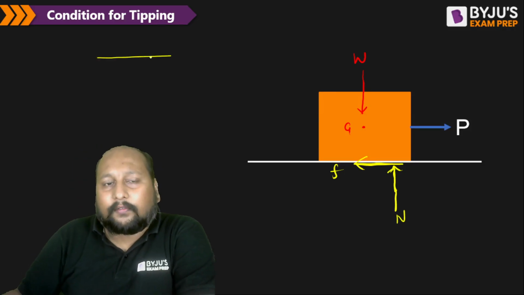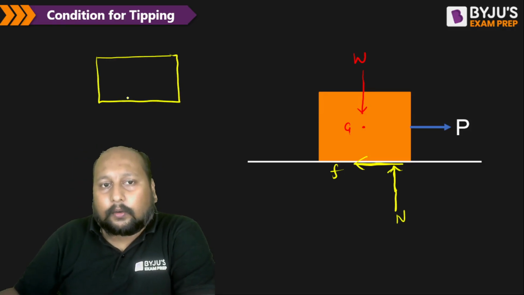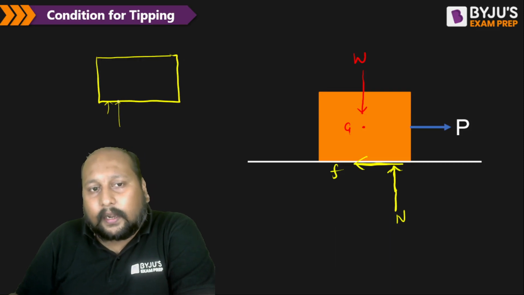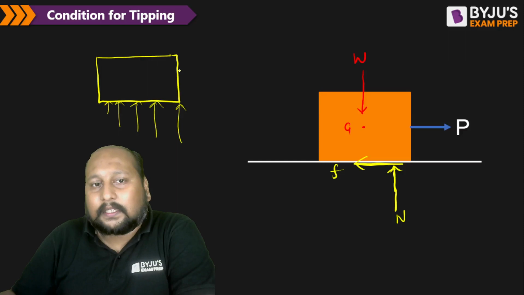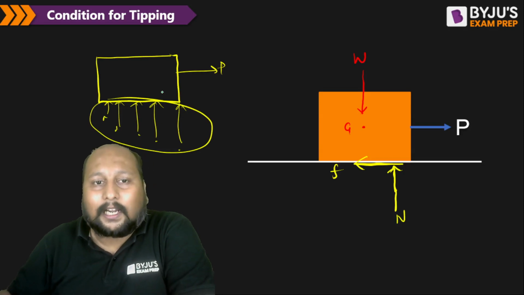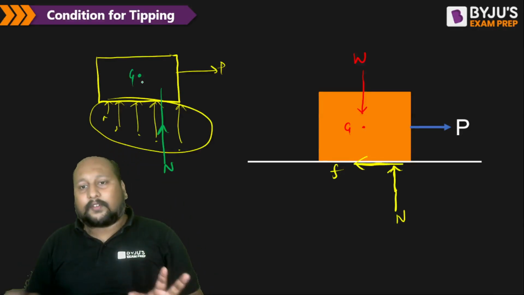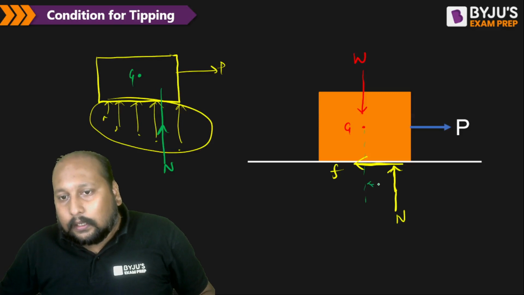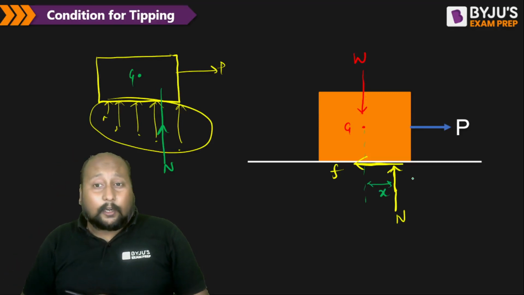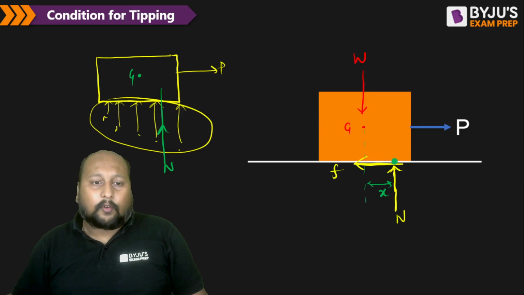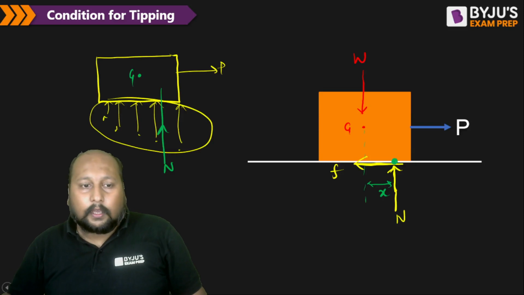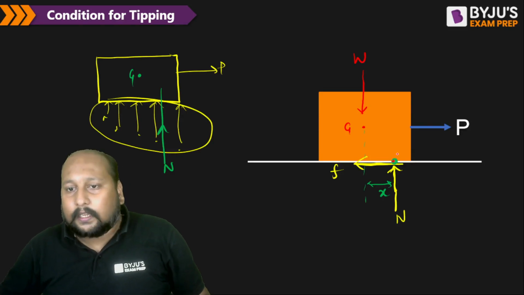Because if I try to take the same example, at different points the normal reaction will be acting in a linearly increasing way. This is the force. So N1, N2, N3, N4, N5. If I try to take the entire summation, the normal reaction will have a slight amount of offset from the CG point. So if I say this offset is X, now let us say the point of contact where this normal reaction is acting is, let's say, Q.